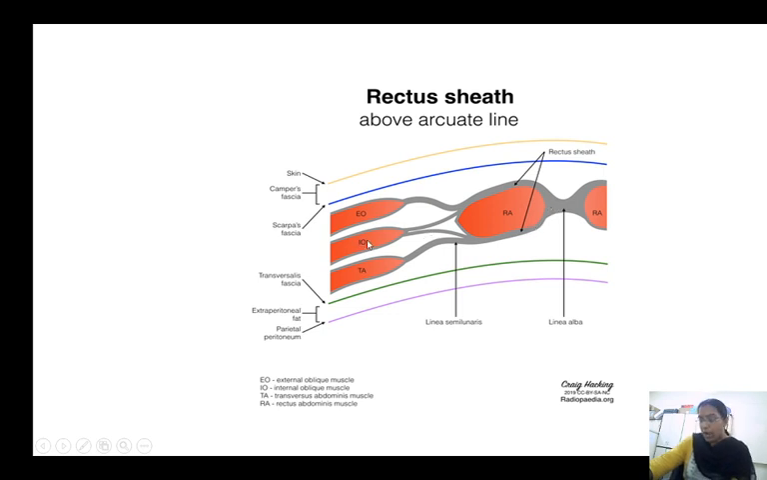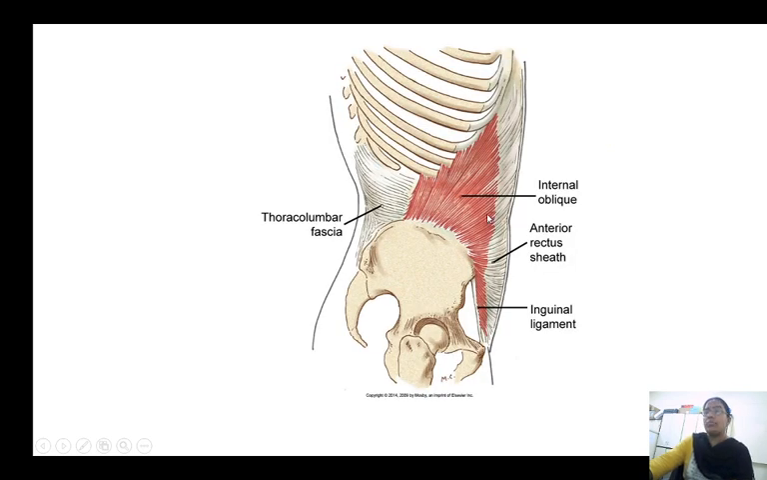So you have to remember that the middle fleshy fibers of the internal oblique form an aponeurosis. Before inserting into the linea alba, they split into 2 laminae, anterior and posterior laminae, forming the walls of the rectus sheath.